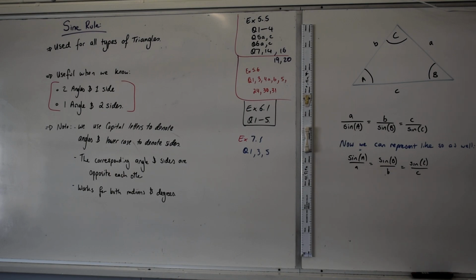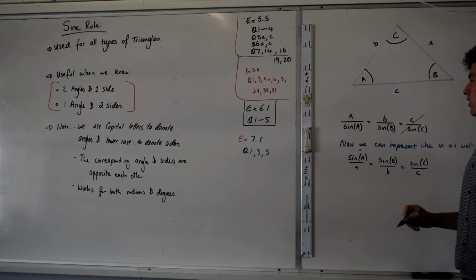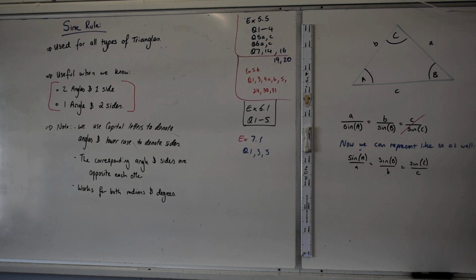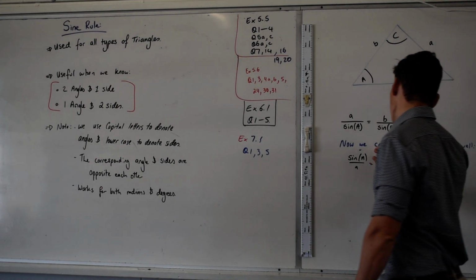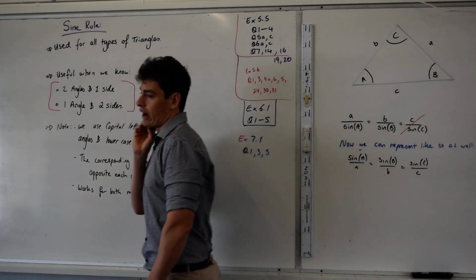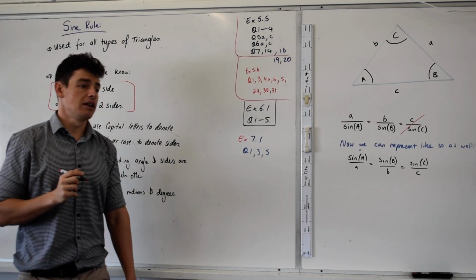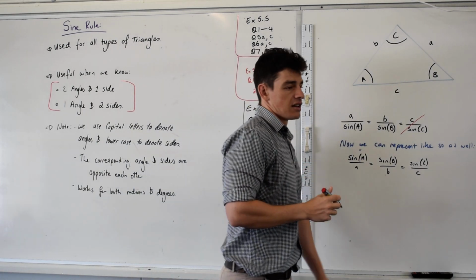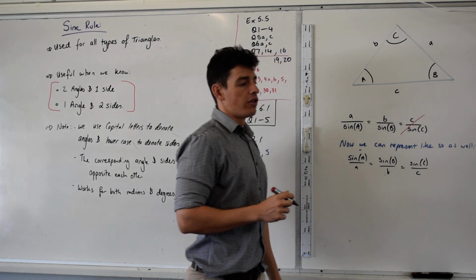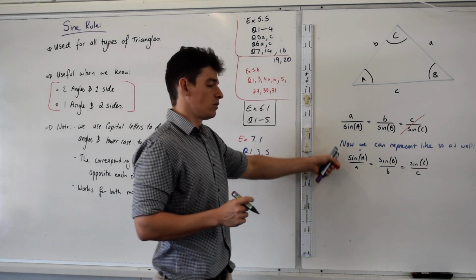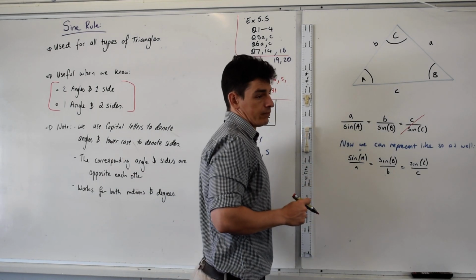Now when we're using this rule in practice, we don't usually use all three, we would just use two. I might write A over sine A is equal to B over sine B. Cool? Now, I don't feel like we need to write this down, but I'm going to do it anyway. We can represent this as sine A on A equals sine B on B. If we flip both sides, it's the same thing. Why would I want to do that? Why would I change?